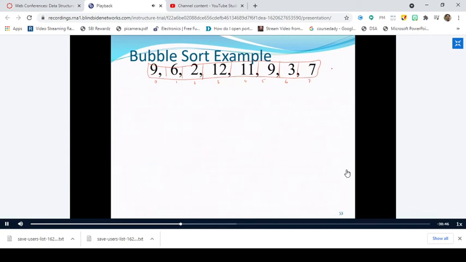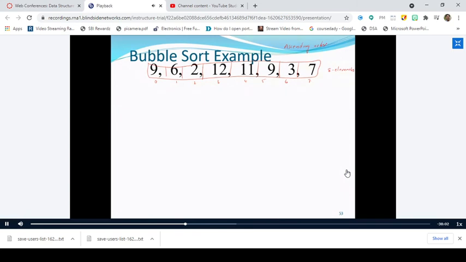8 elements. What is the basic idea behind the bubble sort algorithm? Compare adjacent elements and sort if they are out of order, right? So what are the first 2 adjacent elements? It is the element present at index 0 and the element present at index 1. So you compare 9 and 6. Are they out of order? Assume that whatever sorting algorithm we discuss, we always arrange the elements in ascending order.